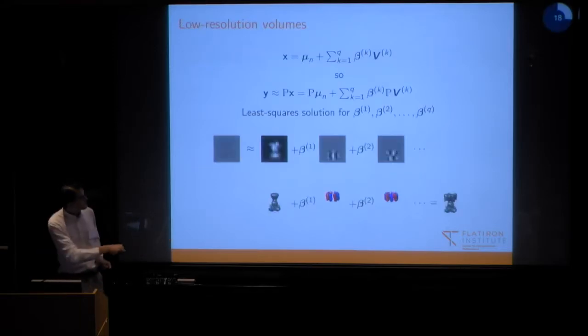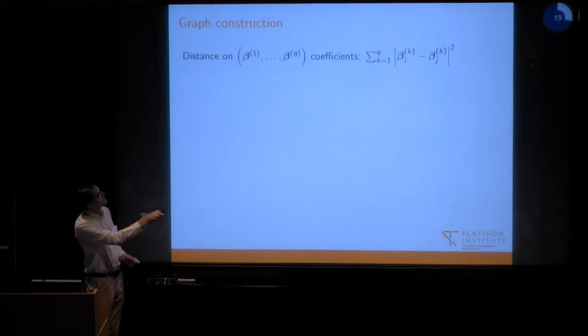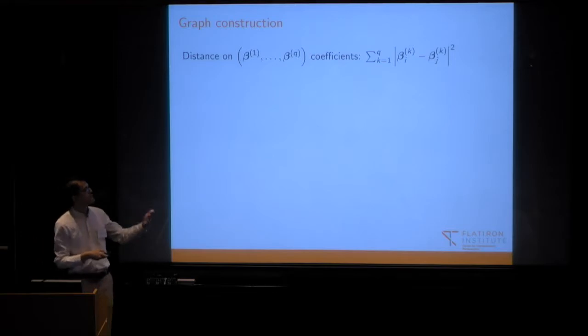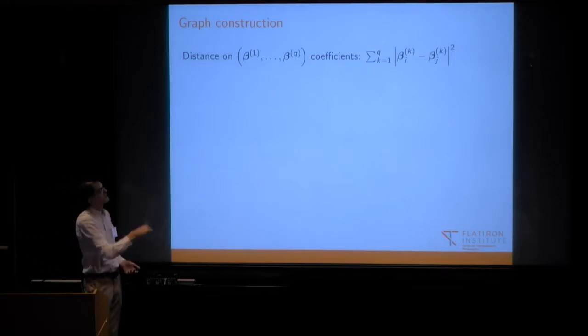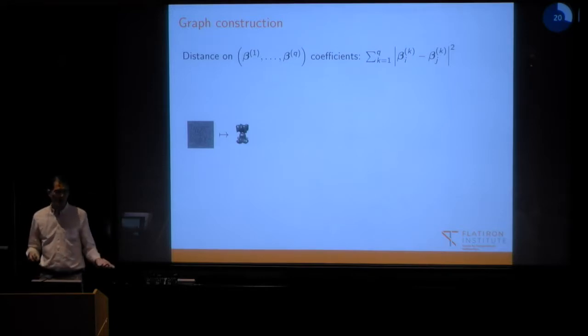And so essentially you want to compare these low resolution reconstructions, but since they're all parameterized by these betas and the space is orthogonal, it's equivalent to looking at the distance on the beta coefficients. So you have image I, image J, you get this squared distance between them. And you can take these, you can look at the nearest neighbors.